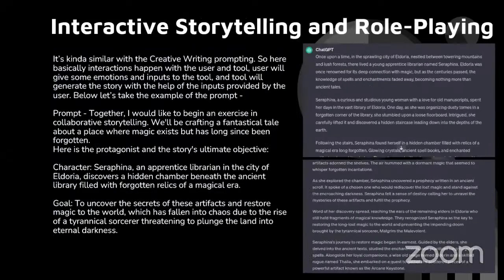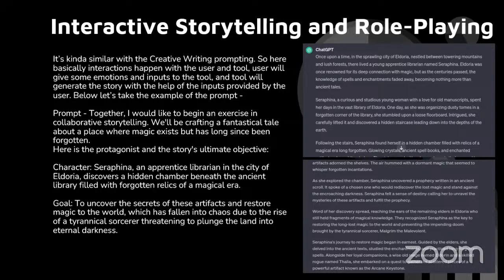This time around, let's start with a couple more prompting techniques, right? So we're done with the recap. We learn a few different prompting techniques. So first one is interactive storytelling and role playing, right? So it's kind of similar to creative writing prompting. Here, basically, interactions happen with the user and the tool. User will give some emotions and inputs to the tool, and tool will generate the story with the help of the inputs provided by the user.